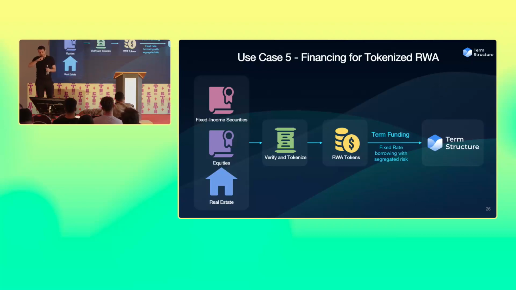And lastly, tokenized RWAs. So using fixed income securities, using equities, using real estate, using credit. You can verify and tokenize it. You get to the RWA tokens, and you can use these RWA tokens as collateral for fixed rate borrowing on term structure. The risk is going to be segregated. That's definitely going to be a high use case for this.